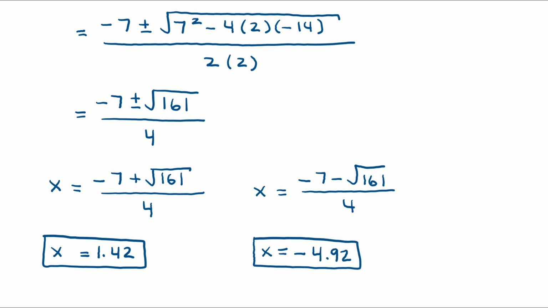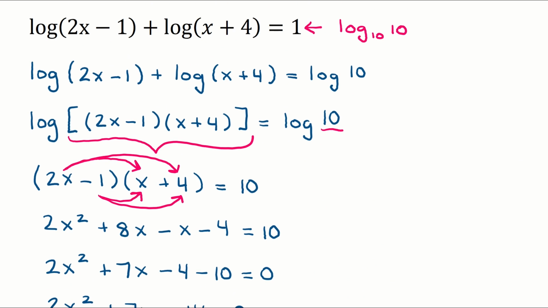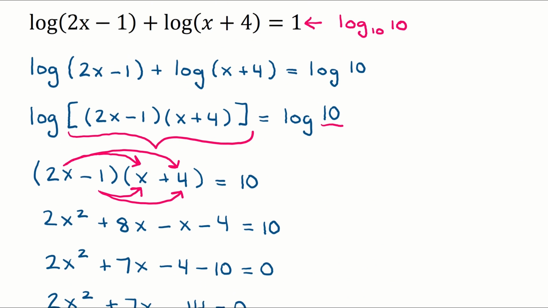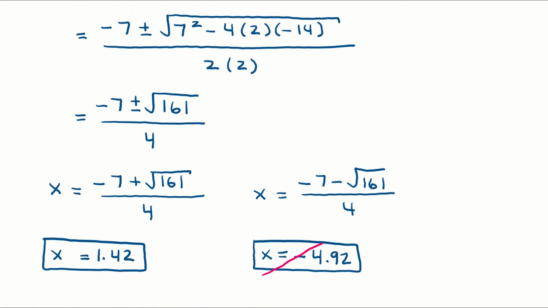Now remember, you can't take the log of a negative. So we want to scroll up and look at our original question and see if either of those answers would result in a negative. If you were to plug in the negative number, so the negative 4.92, it would turn into a negative log in both of these brackets, which means that that one is an invalid answer. So we're going to not include that as an answer, and our final answer will just be the 1.42.